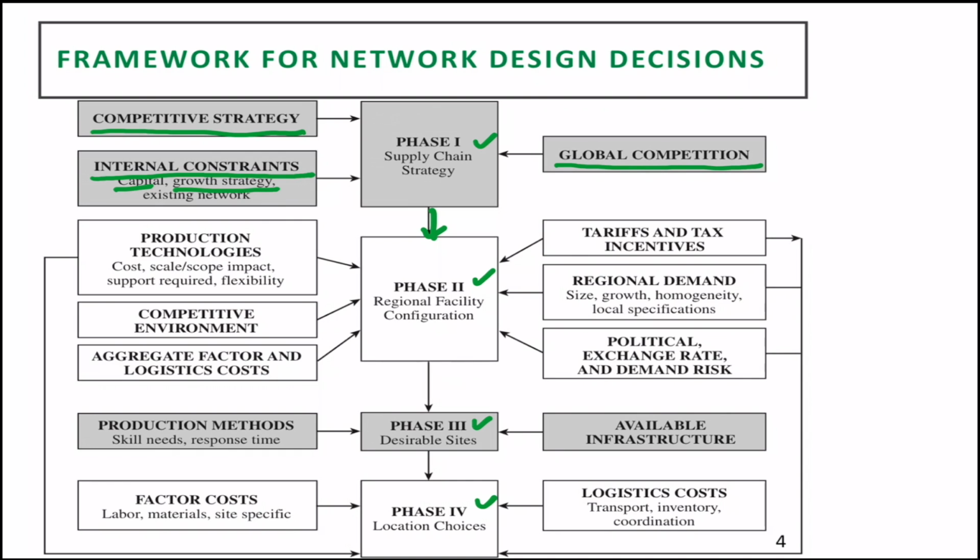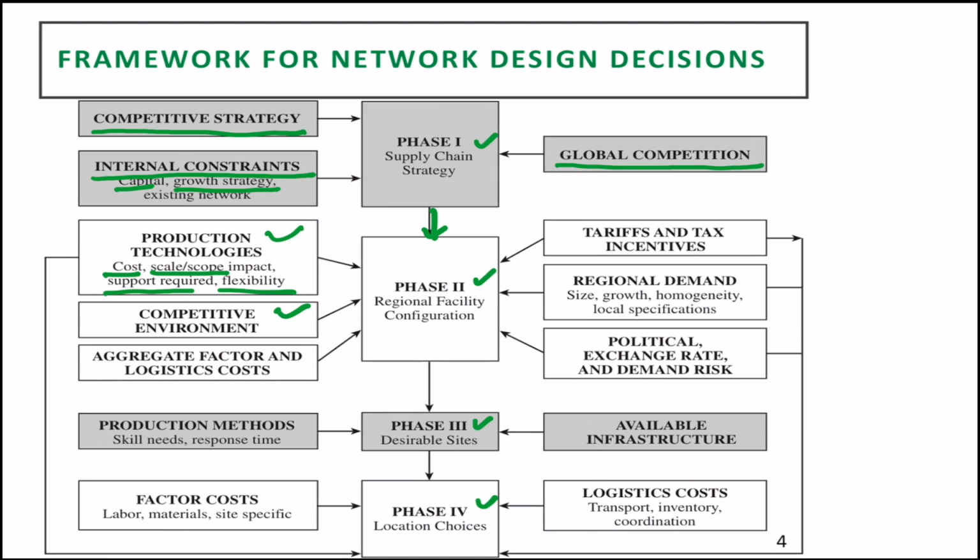to identify regions where the facilities will be located. So at this stage, it is important to take into account what production technologies will be used, and also looking at how much it will cost, what flexibility it should have, scale and scope, and also what support will be required. At this stage, again, we look at competitive environment, like what players exist in the market, what supply chains they have. At this phase, managers also look at tariffs and tax incentives, which could be possible depending on where they would like to locate their facilities.